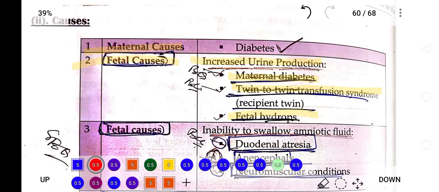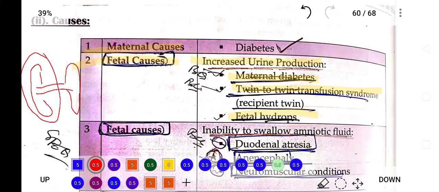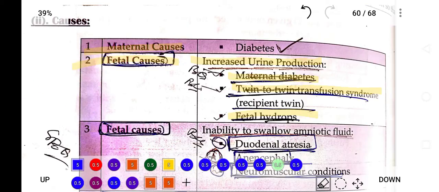Now twin to twin transfusion is a condition in which one twin is transfusing or supplying blood to the other twin. The first twin, which is transfusing blood to the second, will be oligohydramnic, while the second, the recipient twin, will have polyhydramnios. So in this way twin to twin transfusion can give rise to this condition.